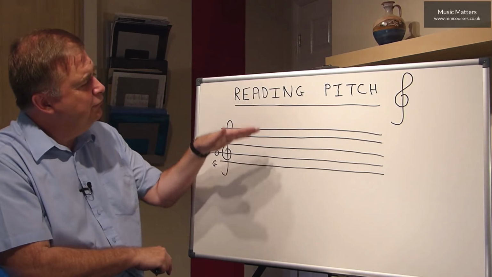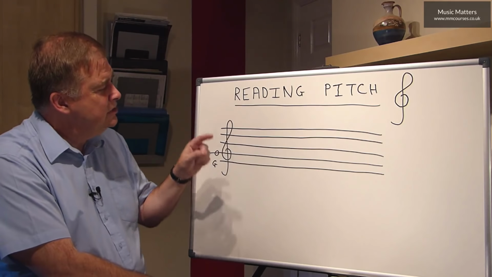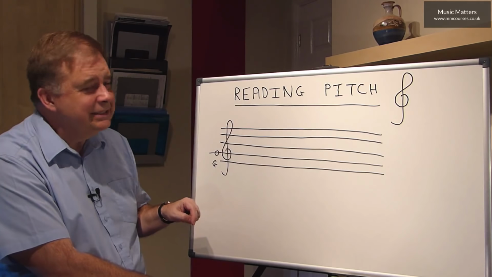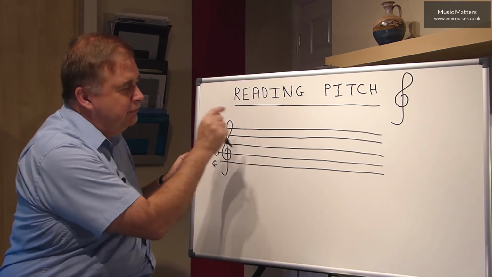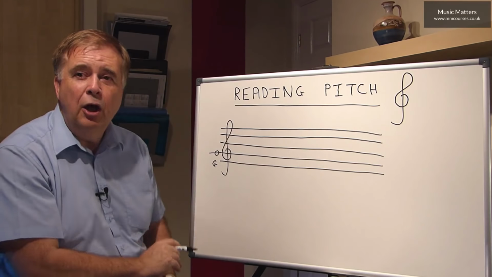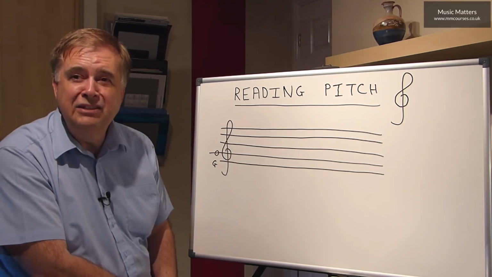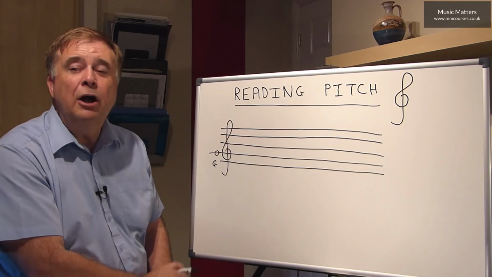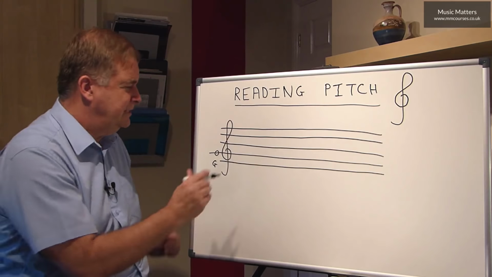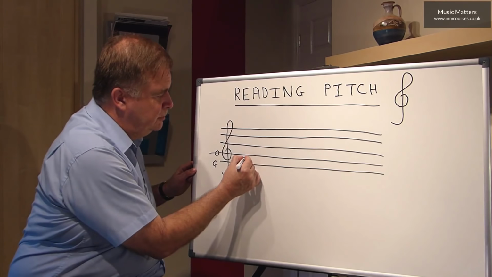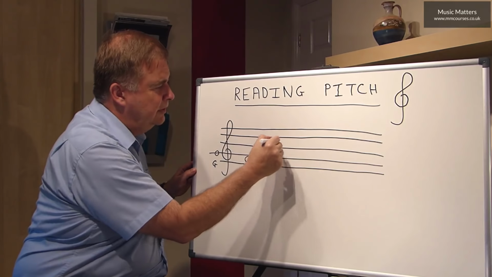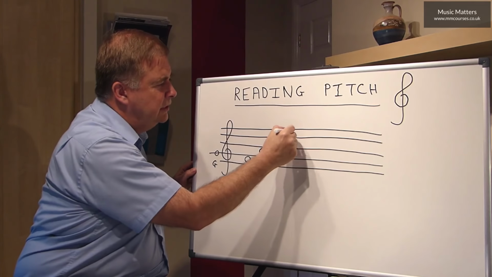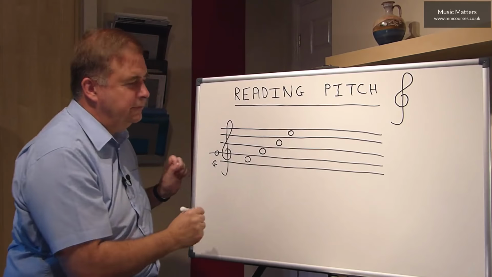OK, we've got five lines and we've got four spaces in between the lines. Here are the spaces, one, two, three, four. So we can write notes on lines or in spaces. Let's start with the notes in the spaces. So here's the first space, the second space, the third space, and the fourth space.